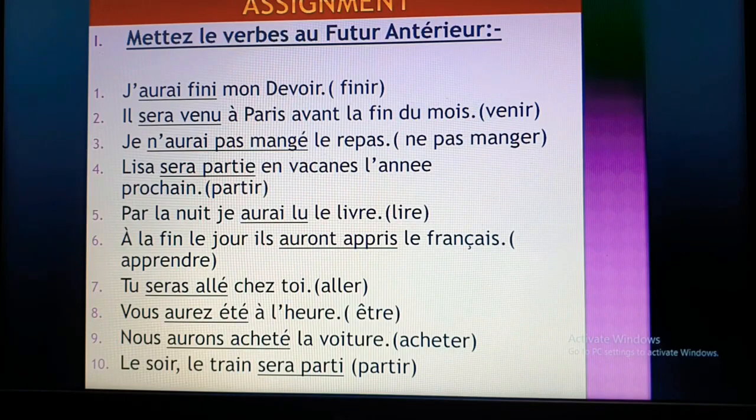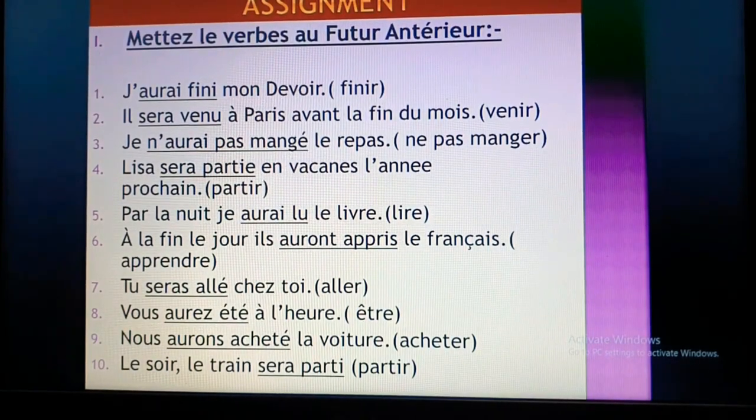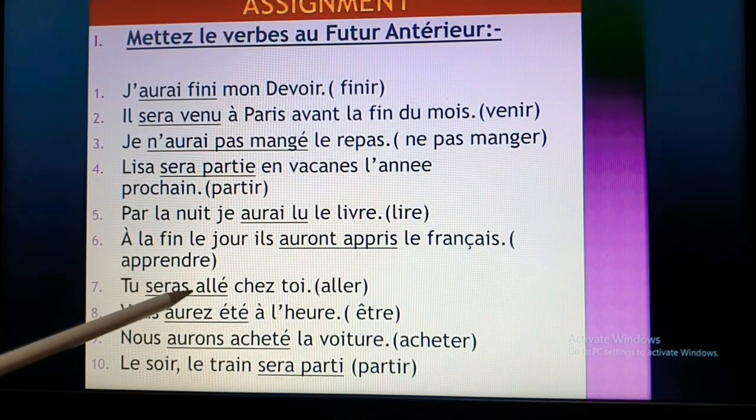That's right. Next one is tu dash chez toi, aller. So aller is a subject movement verb. So être will be there because it is a subject movement verb. So the helping verb will come in the form of être, conjugated in futur simple. Why am I again and again repeating futur simple and past participle? In order to make you understand what futur antérieur is all about. So the answer is tu seras allé.